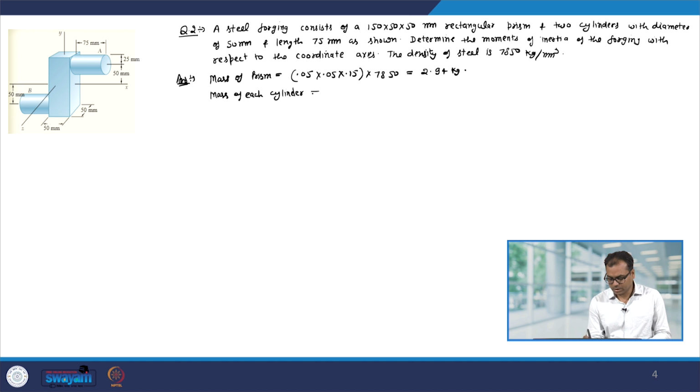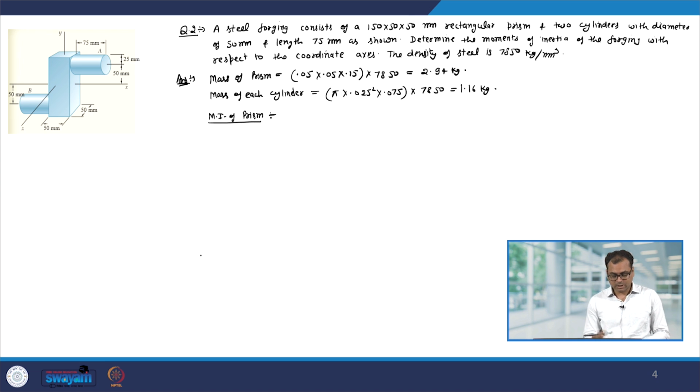So, the mass of each cylinder is again the volume. The volume is pi r squared, so 0.025 squared multiplied by the height of the cylinder, which is 0.075, and then multiplied by the density. That comes out to be 1.16 kg. Now, let us first look at the moment of inertia of the prism.